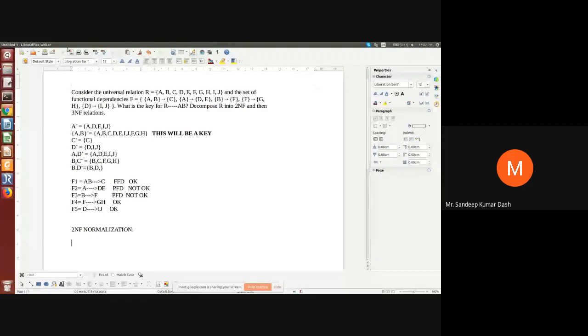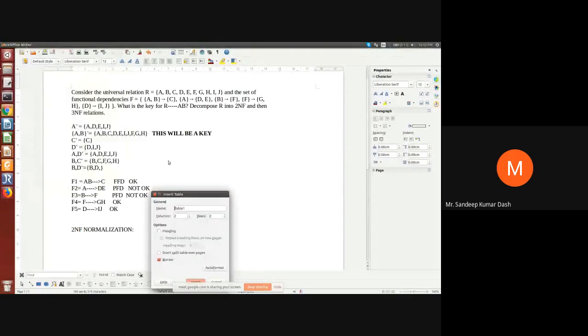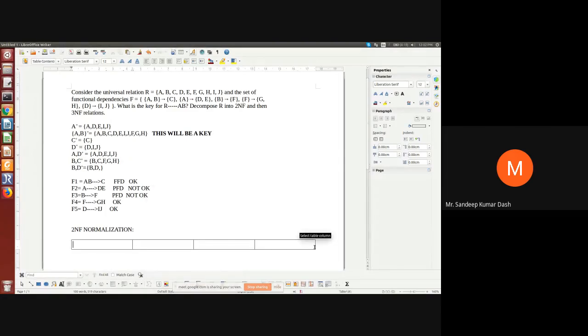Oh wait, insert table, column 3 rows 1. It will take some time. Don't worry. Yep. So what I had, I'll just copy this.